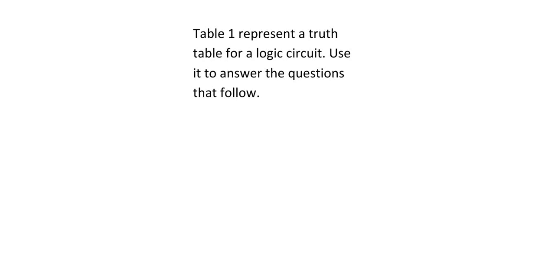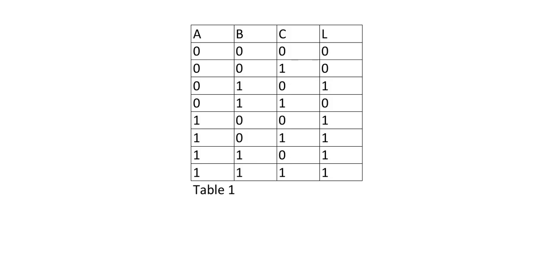Table 1 represents a truth table for a logic circuit. Use it to answer the questions that follow. Then we have Table 1 here. We have this truth table. The truth table has 3 inputs, and the third one is the output. L is the output.